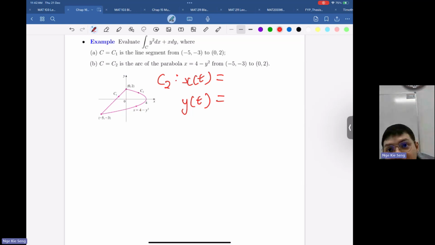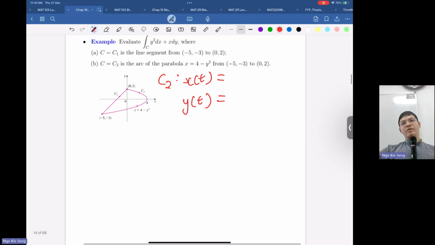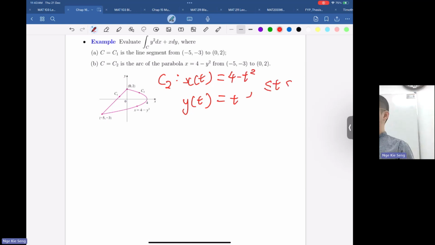What do you get? 1169 over 3? I think so. Oh, who's that? Yeah, 245 over 6. She got 245 over 6. Okay, let's tell us what parameterization you use. So your time is going from where to where?